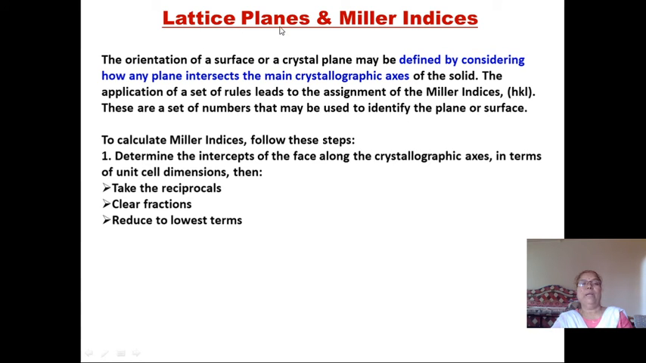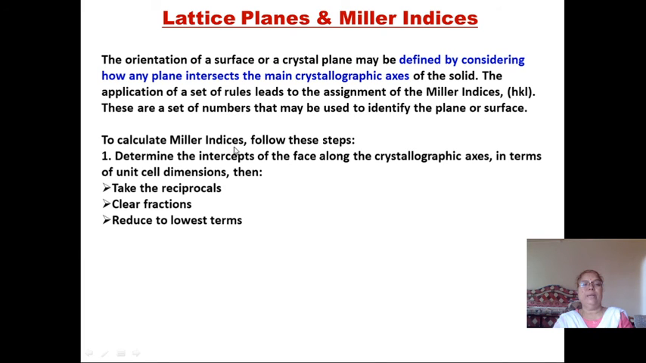Then lattice planes and Miller indices. The orientation of a surface or a crystal plane may be defined by considering how the plane intersects the main crystallographic axes of the solid. The application of a set of rules leads to the assignment of Miller indices, and in general the Miller indices are represented as h, k, l. These are a set of numbers that may be used to identify the plane or surface.